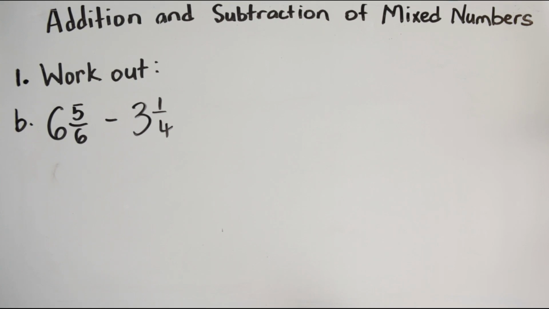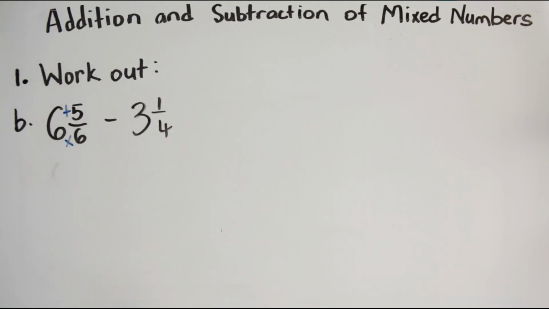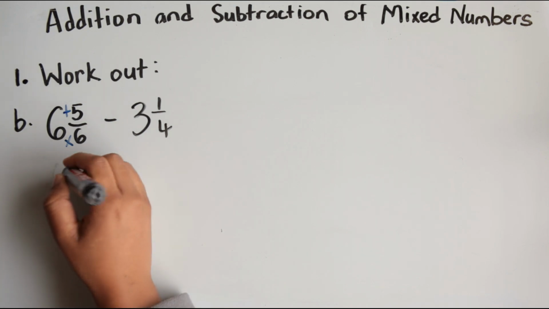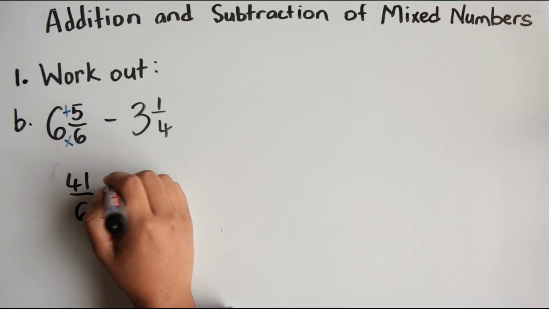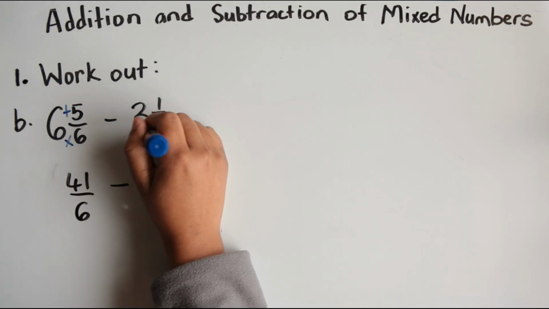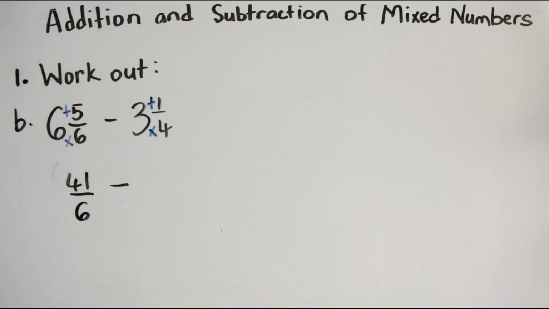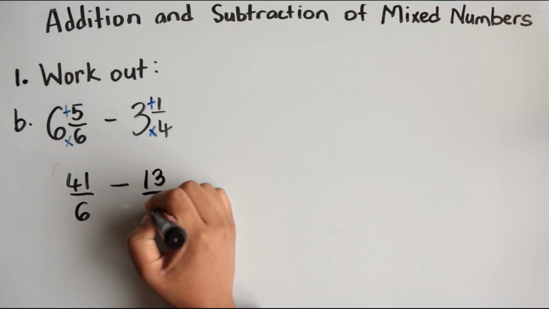In our second example, we're still working with mixed numbers, but in this case, we'll be subtracting mixed numbers. So again, our first step is to convert our mixed number to an improper fraction. So we do 6 times 6, and then we add 5. 6 times 6, that's 36, plus 5, which gives 41. Write back our denominator of 6. Put back my subtraction sign. I do 3 times 4, gives 12, add 1, which is 13, and then I write back my denominator of 4.